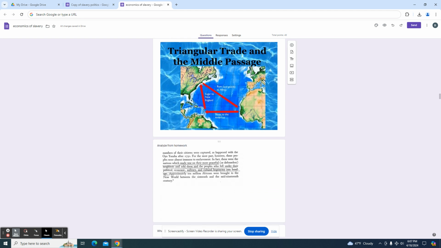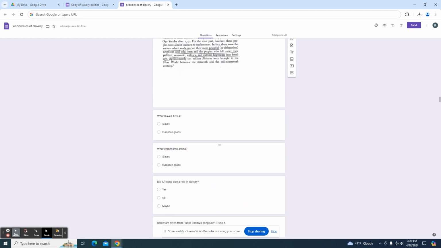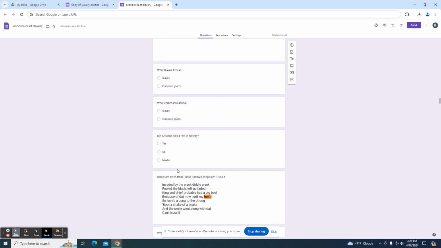Here I used another source that's trying to address what is actually going on with regard to the transportation of slaves. Did Africans play a role in slavery? The answer here is yes. Students are usually amazed by that.